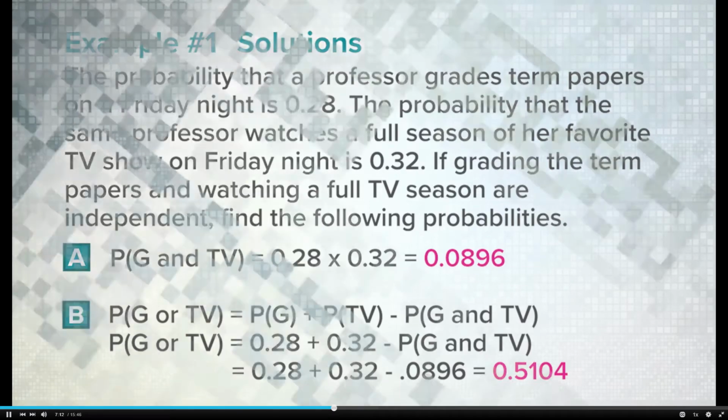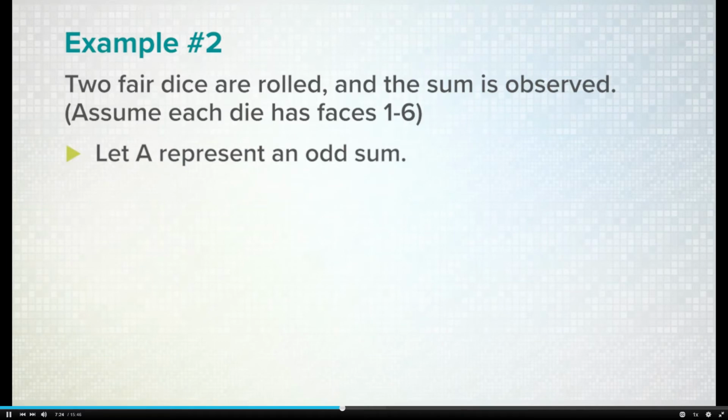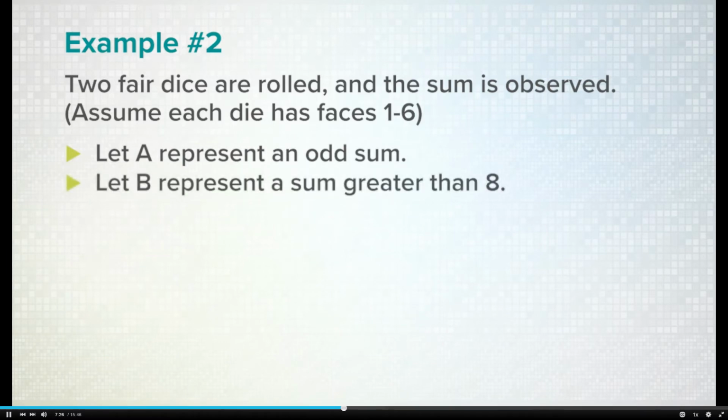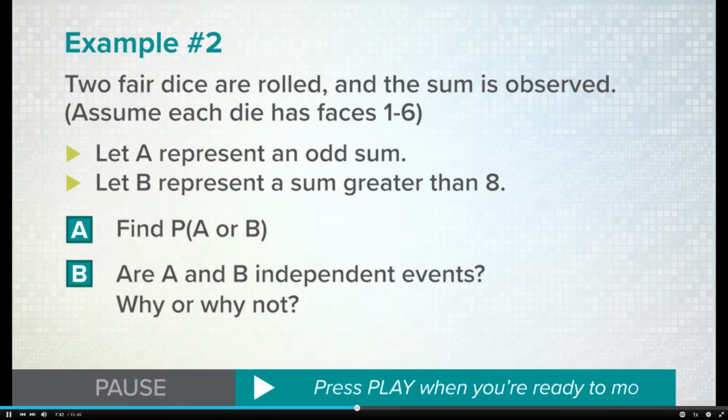Let's try another example. In example 2, 2 fair dice are rolled and the sum is observed. Assume each die has faces 1 through 6. Let A represent an odd sum. Let B represent a sum greater than 8. A. Find the probability of A or B. And B. Are these events independent? Why or why not? Pause the video to try this on your own. Click play when you're ready to continue.